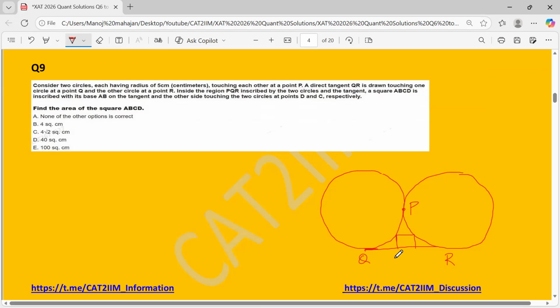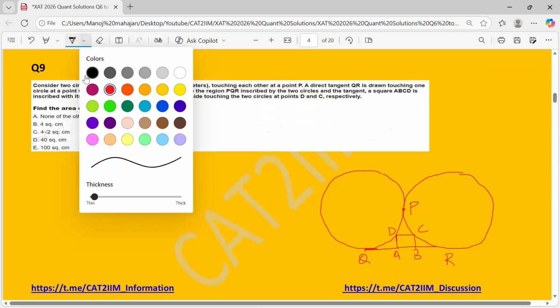So AB base is on the tangent. Okay, so this is AB. Let's say this is C point, this is D point. So what we have to do over here is find the area of the square ABCD. So whatever side we assume, we can calculate it, a square of that would be the answer. So they always make a difficult option also, none of the other options is correct. So that's also a difficult option I see. Anyhow, so we could have done like this.